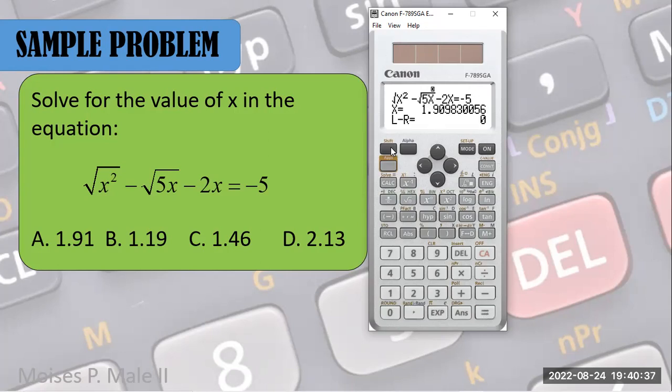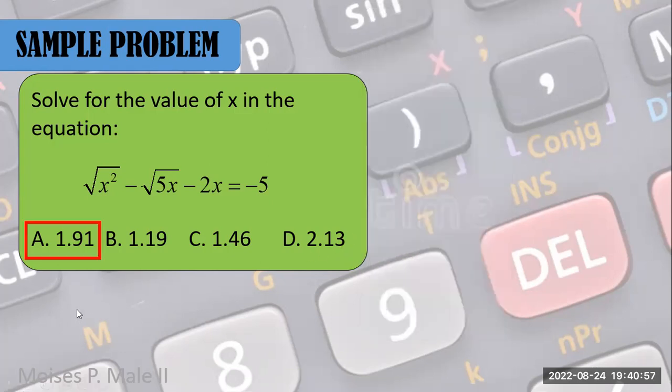Even if you put another value, like 1.1, it will still give you the correct answer, which is letter A. Same thing with Casio. So, the correct answer is 1.9.